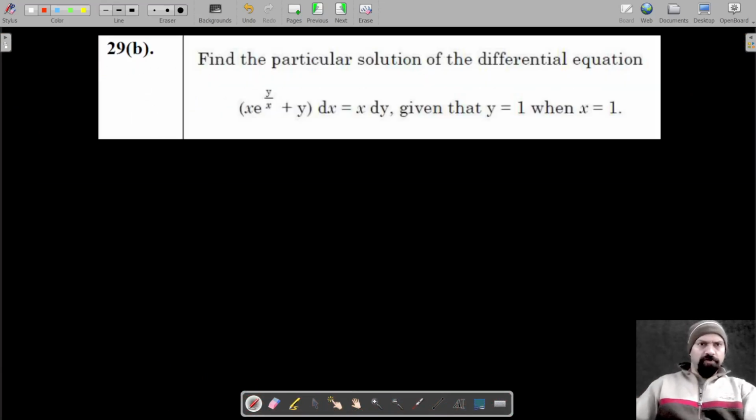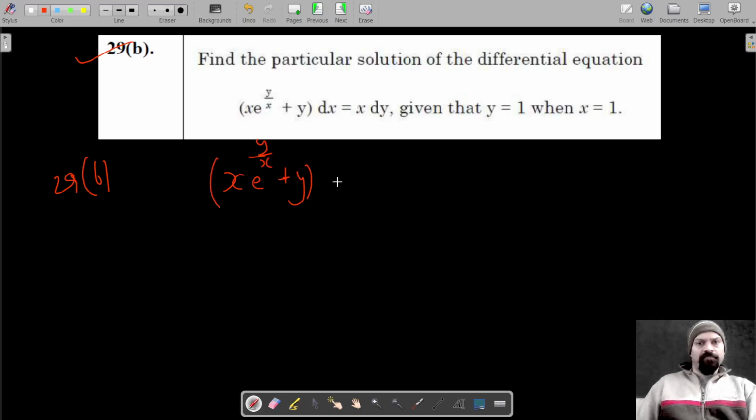Okay, for question number 29, part B, we have to find the particular solution of the differential equation. Now the given differential equation is x into e raised power y by x plus y into dx is equal to x into dy.